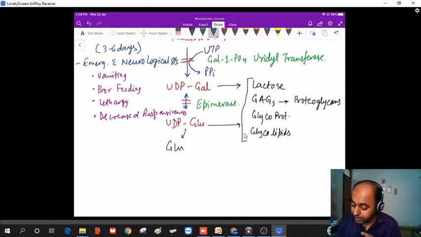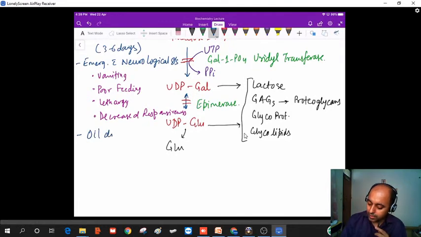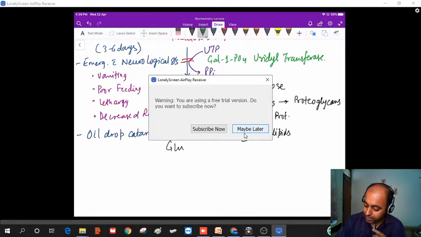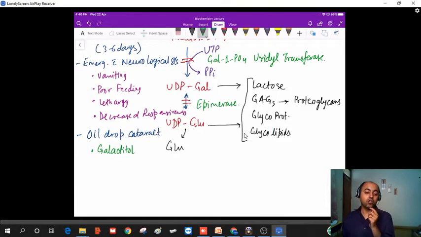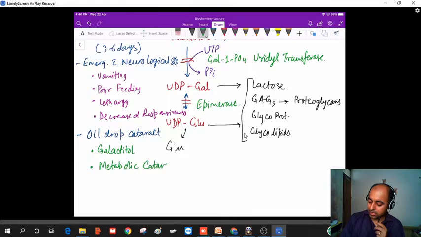If you do a proper detailed examination, you are likely to find an oil drop cataract. The oil drop cataract is due to the compound galactitol. Just like we get sorbitol from glucose and fructose, from galactose we get galactitol. These types of cataracts are also known as metabolic cataracts. In ophthalmology, we'll talk about the metabolic cataracts.